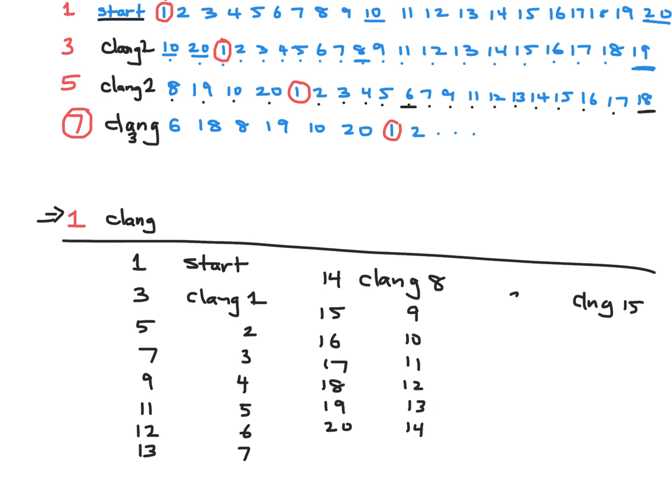And then Clang 15, it goes to position 2. 16 goes to position 4. So now it starts behaving as a jumping of 2 now. 17, 6, 18, 8, 19, 10, and then on Clang 20, it goes back to position 1. So the answer to this very time-consuming question is 20.